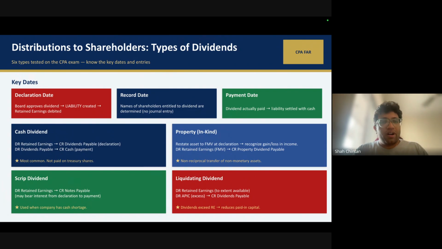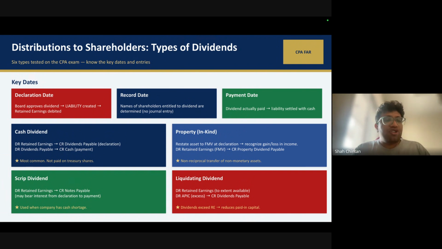Then you have a record date. So record date means the names of the shareholders are entered into the register, that this many shareholders are available as on dividend declaration date. So it's not an accounting event, so no entry is recorded. It's just an activity which takes place. And then finally, the date of payment is when the dividend is actually paid.